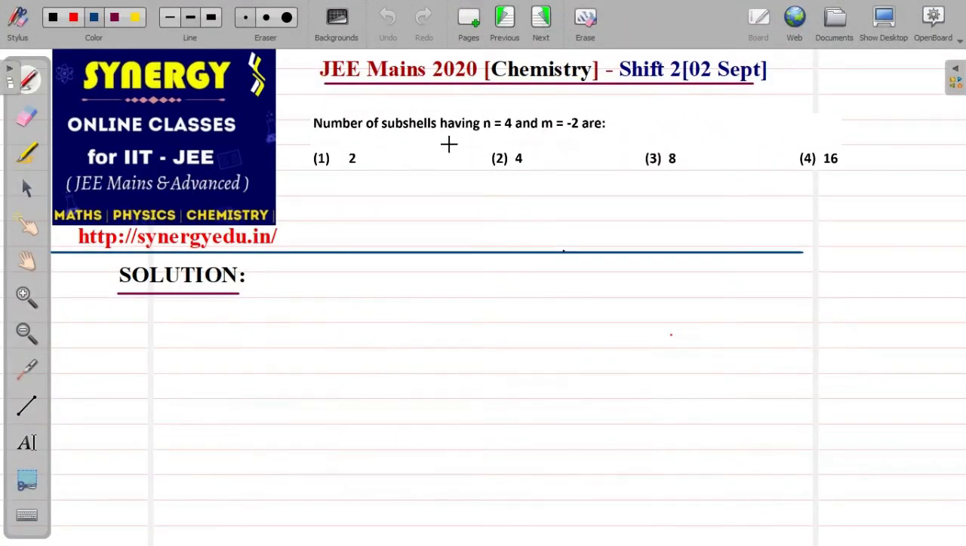In this question, the number of subshells having n equal to 4 and m equal to minus 2 is asked. See, n represents shells, whereas l represents subshells, and ml represents orbitals inside those subshells.